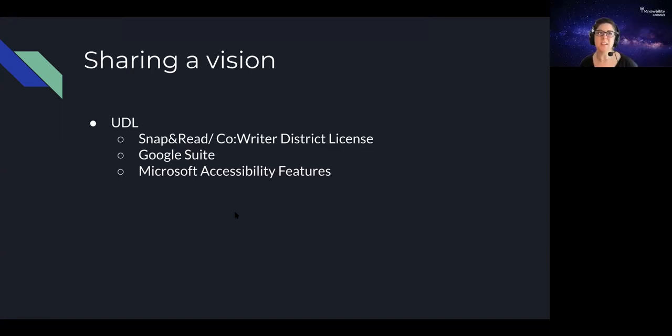Well, and I want to talk a little bit also about sharing the vision and talking about UDL and all these different pieces of software and tools. I know for me, one of the best ways to learn about not just what's on the screen, but also some of the other tools that we had available was part of those trainer trainings that we would do, those monthly meetings.